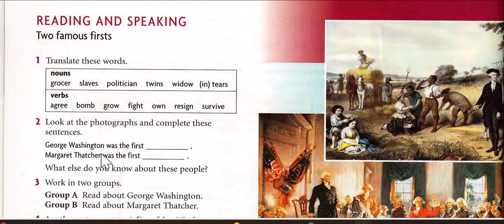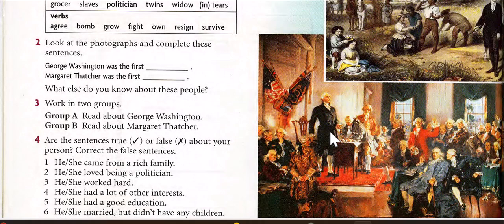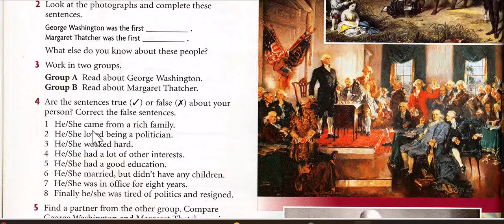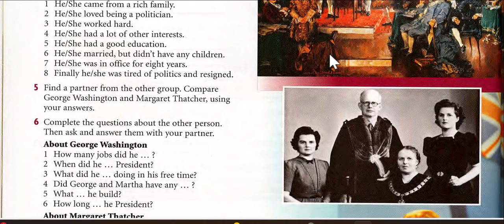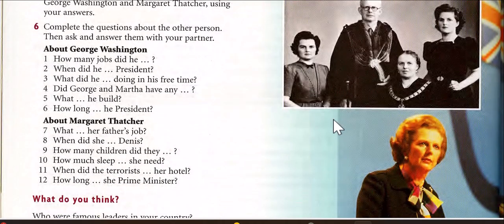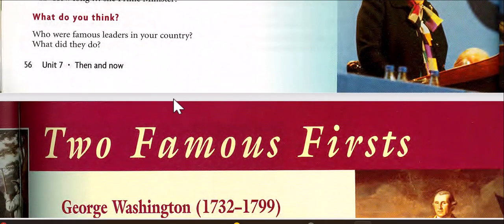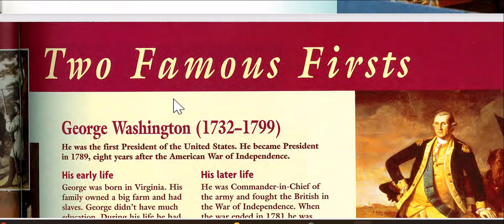They have given photographs. Look at the photographs and complete these sentences. George Washington was the first. And then Margaret Thatcher was the first. So there are two important people and their lives they have given. What you have to do is read about these people and then answer these questions. Where do you read about these famous people? You can read here, the two famous firsts.